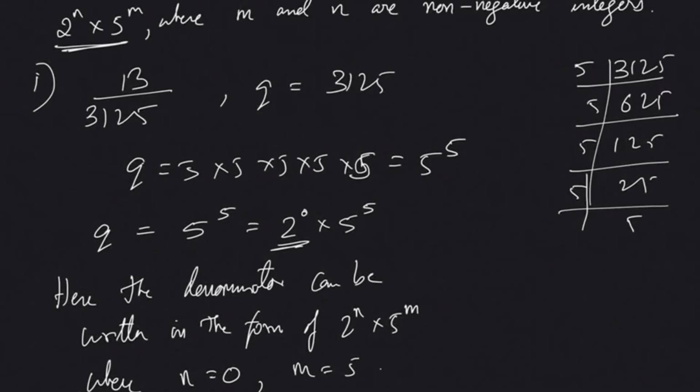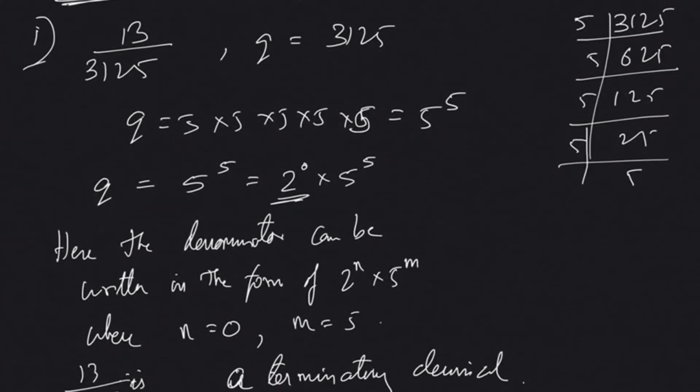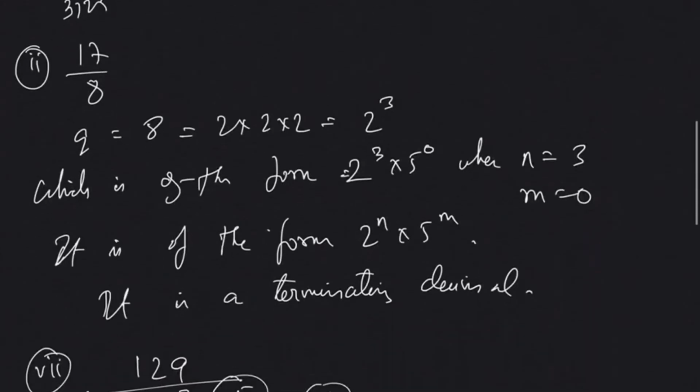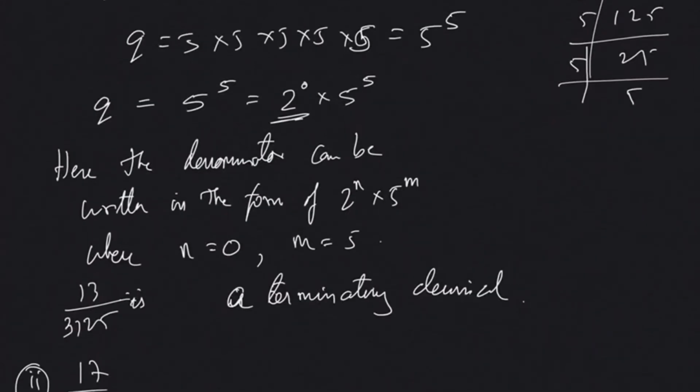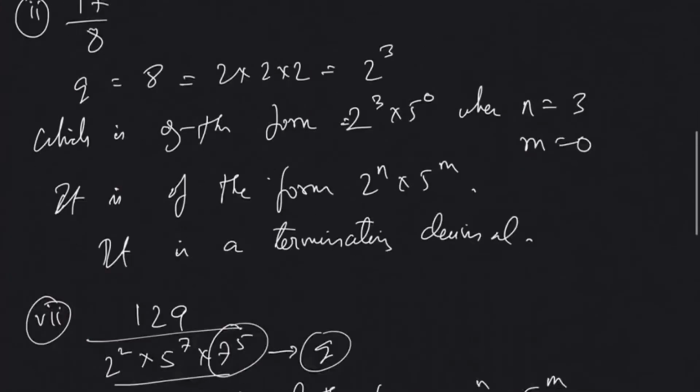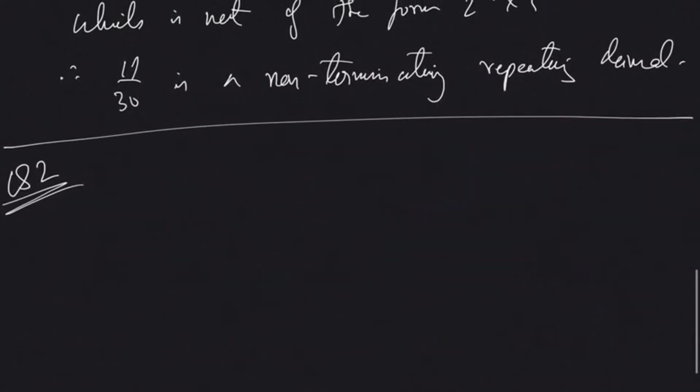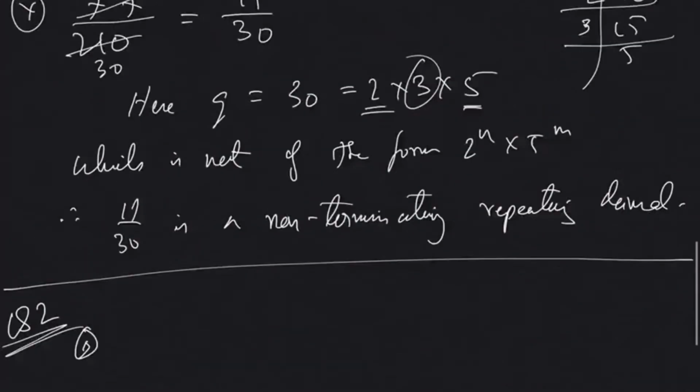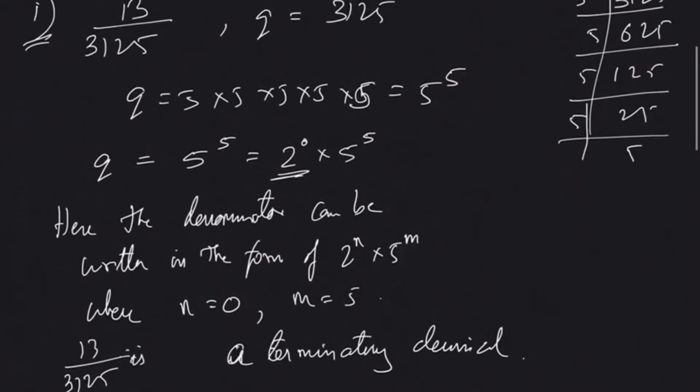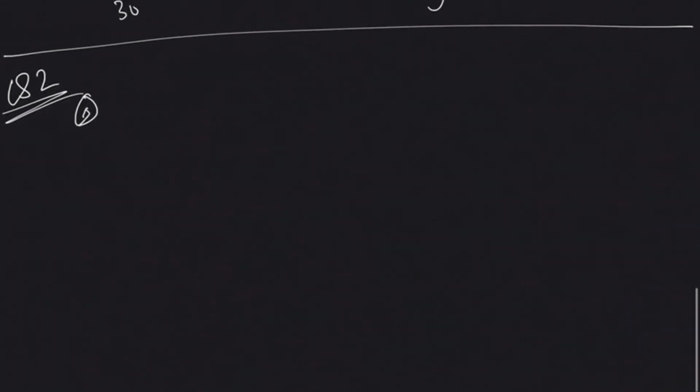So in question number 2, we have to write the decimal expansion of those rational numbers which are terminating. In question number 1 we have just proved which are terminating and which are not, so in question number 2 we have to show the decimal expansion. So let's try 13 by 3125. So that's going to be 13 by 3125.